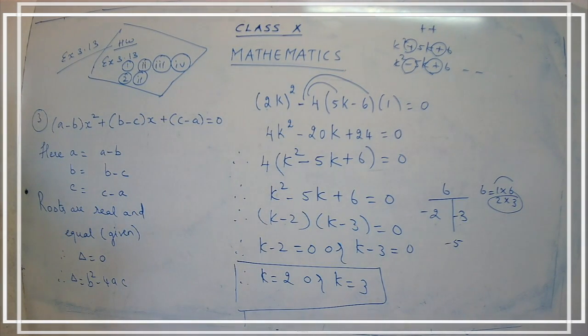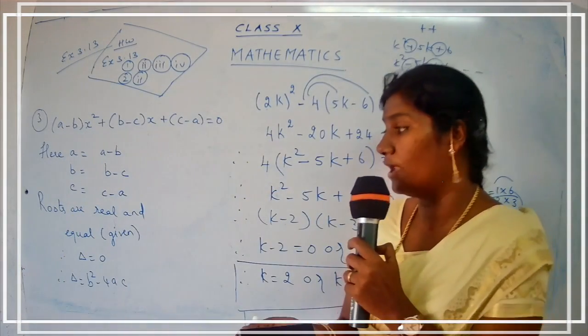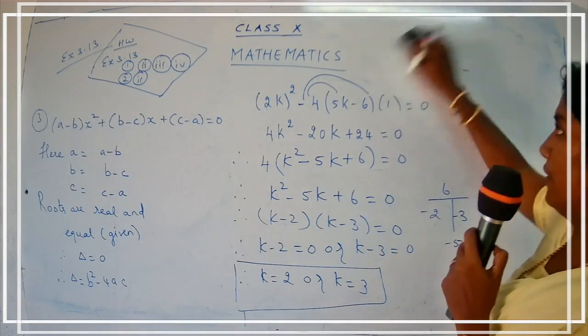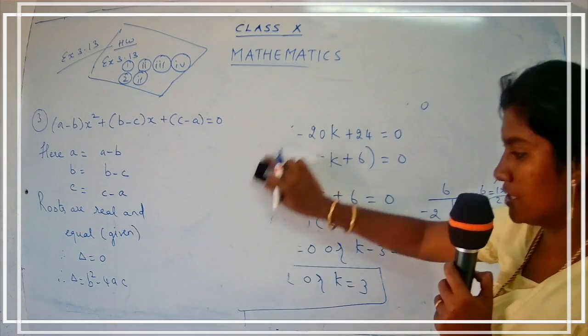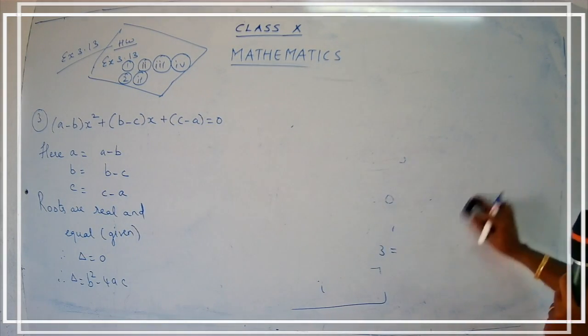I hope you are doing along with me, children. It's very simple. Till now we are dealing with only one formula. Yes, that's b square minus 4ac. So now I am going to substitute the values for b, a and c. Let's substitute the values.